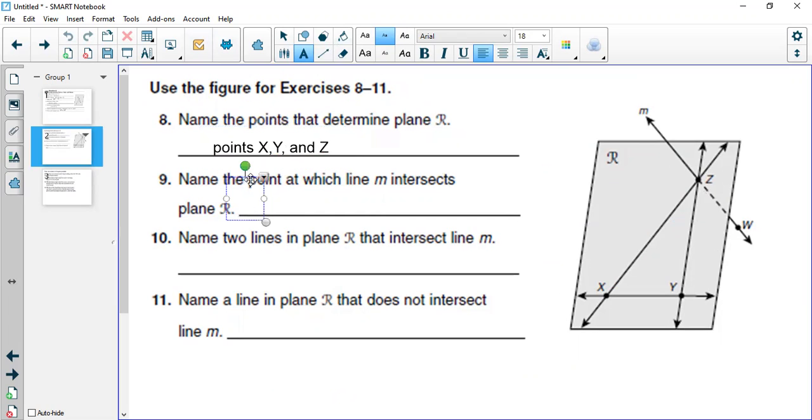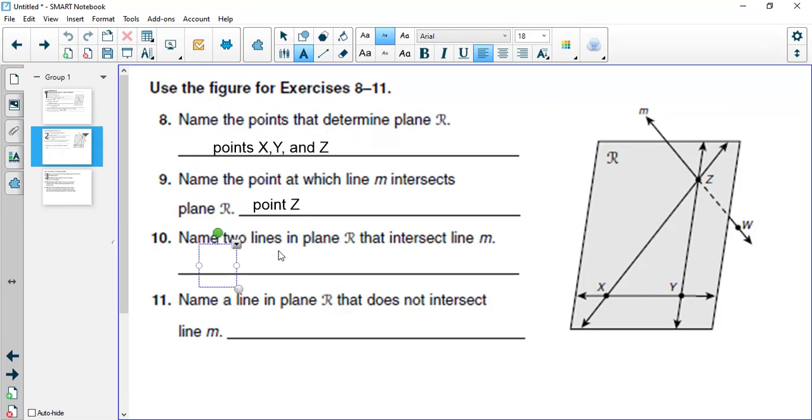Name the point at which line M intersects plane R. So they want you to say the point at which line M, this is line M, okay, intersects the plane. Intersecting means meeting or joining. Which point is this one intersecting plane R? At point Z. So this is line M touching the plane at point Z.